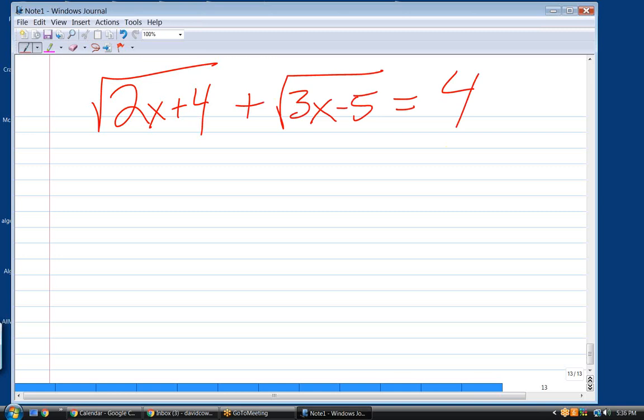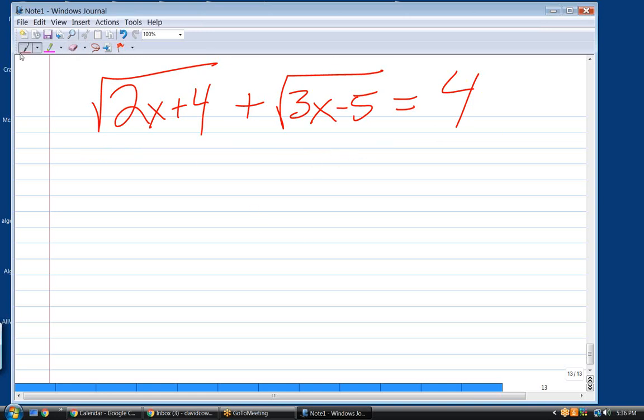Again, this is going to be tough, not because we necessarily have two radicals, but we have two radicals and then we have a number over here that's not a radical. In other words, I can't isolate that on one side, isolate that on the other side, and square both sides. I could if this wasn't a 4. If this was a 0, I could do that. But if it's a number, there's no way to do it.